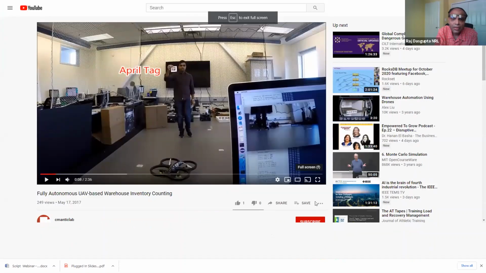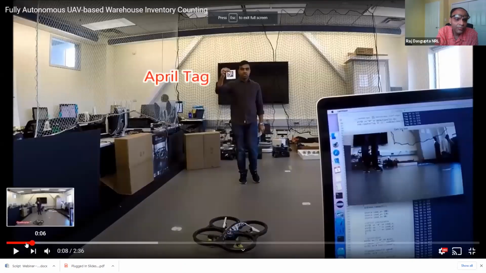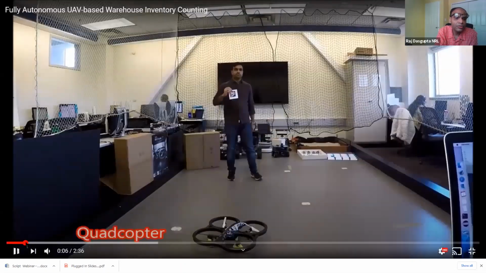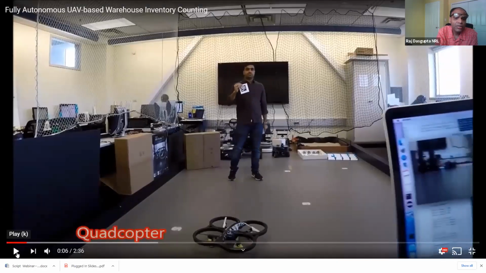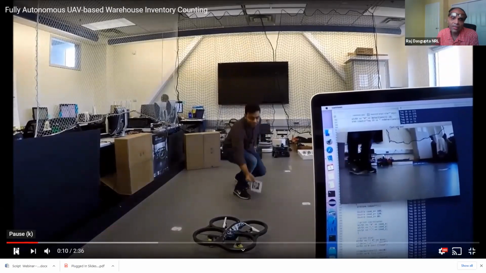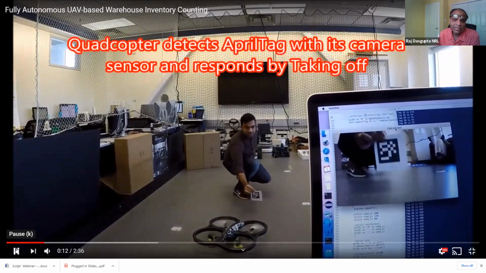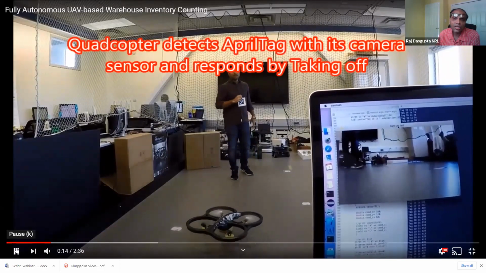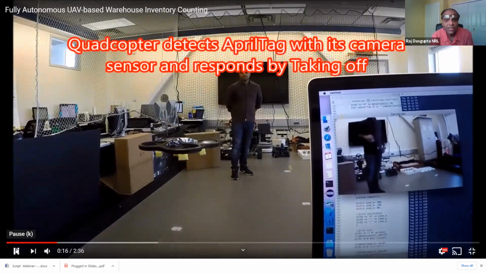So here I'm showing a video of one of my former students. What we are trying to do here is we have this quadcopter out here. The quadcopter has a forward-facing camera. You will see that the student will first show the tags, and then we'll put the tags on a screen, on a wall, and then the robot, instead of being explicitly given commands, can autonomously follow the instructions on the tag.